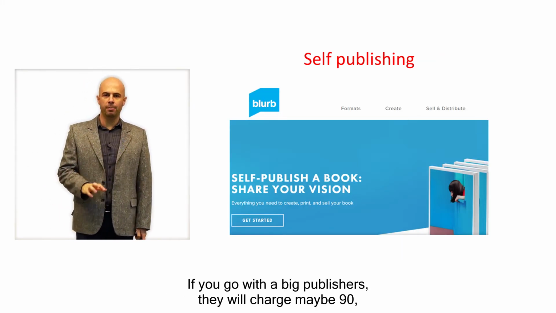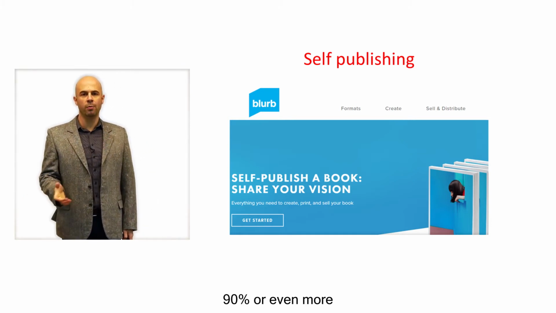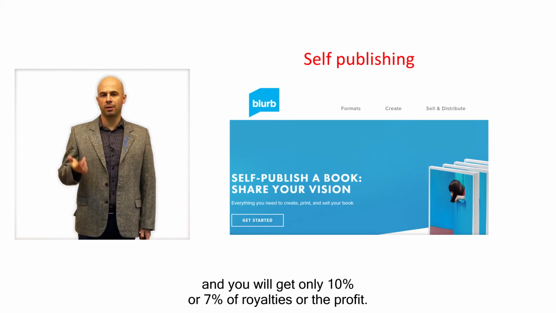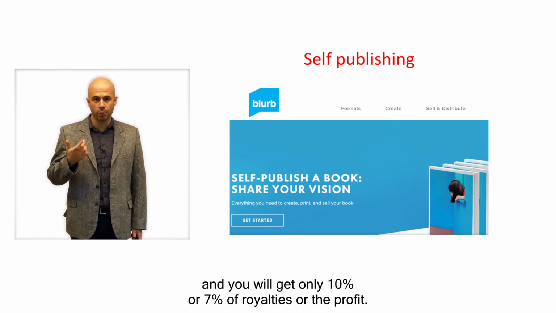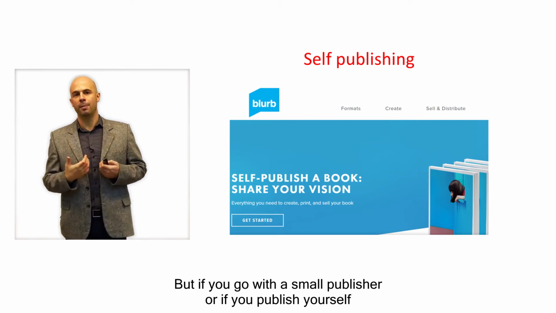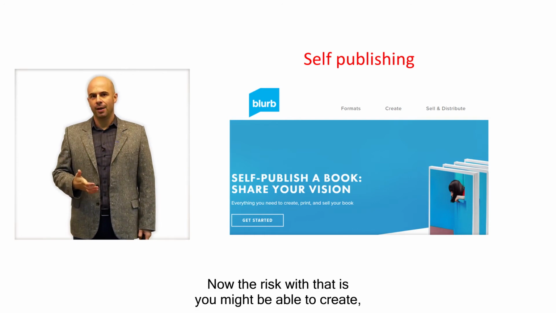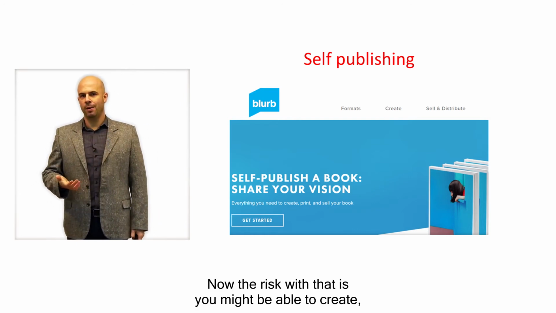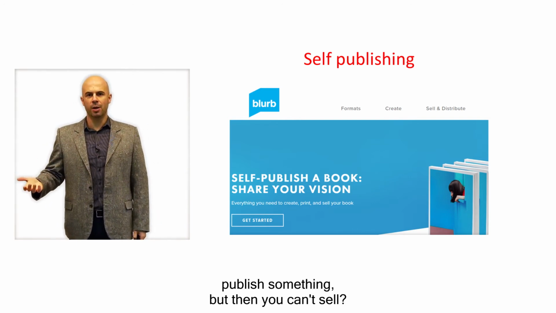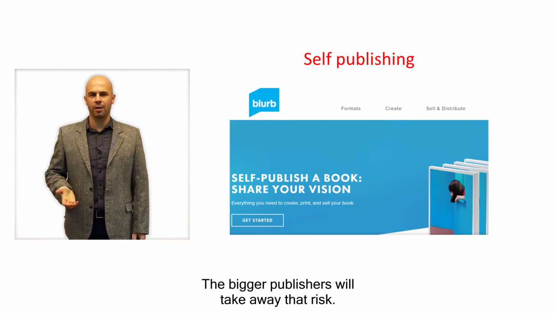If you go with the big publishers, they will charge maybe 90% or even more, and you will get only 10% or 7% of royalties or the profit. But if you go with a small publisher, or if you publish yourself, you can take most of your profit. Now, the risk with that is you might be able to publish something, but then you can't sell. The bigger publishers will take away that risk.